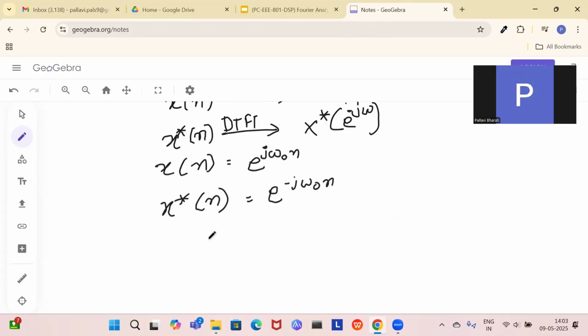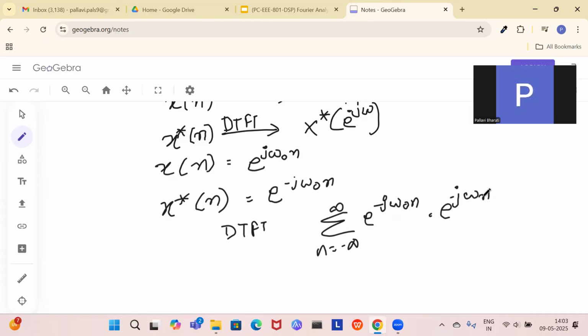Now, if you take the Fourier transform of this, that is the DTFT of this one, what are you going to get? Sum over n equals minus infinity to infinity of e to the power of minus j omega naught n into e to the power of minus j omega n. This is your formula. The formula of DTFT is the sum over n equals minus infinity to infinity of x of n e to the power of minus j omega n. Here the signal was given to us as e to the power of j omega naught n. If you take the conjugate of the signal, it becomes e to the power of minus j omega naught n. Now, taking the DTFT of this amounts to doing this thing, right?